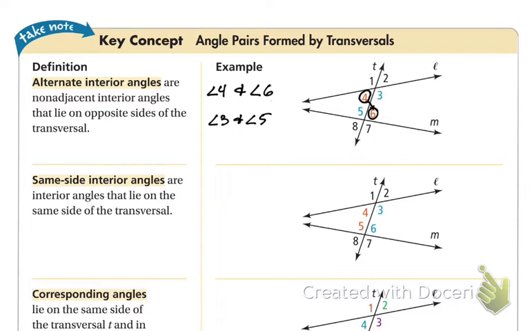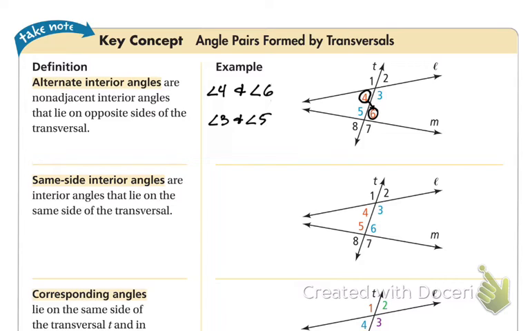So if I ask you what's the alternate interior angle for 3, you'd go, oh, that's 5. Other side, non-adjacent. The next one is same side interior. Still, they cannot be adjacent, and they have to be on the same side of the transversal.